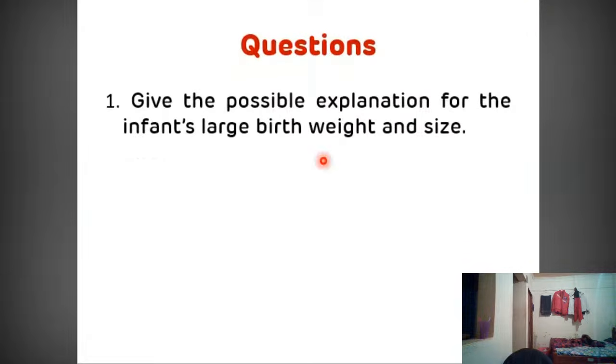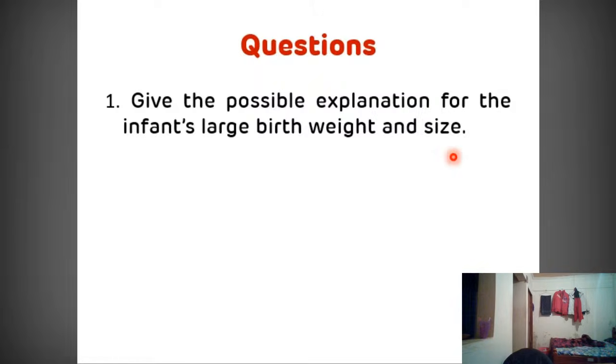The first question is, give the possible explanation for the infant's large birth weight and size. In the description part, we have already seen that the birth weight of the baby was around 4.3 kg. So this is the probable case of gestational diabetes mellitus, which leads to a large baby.